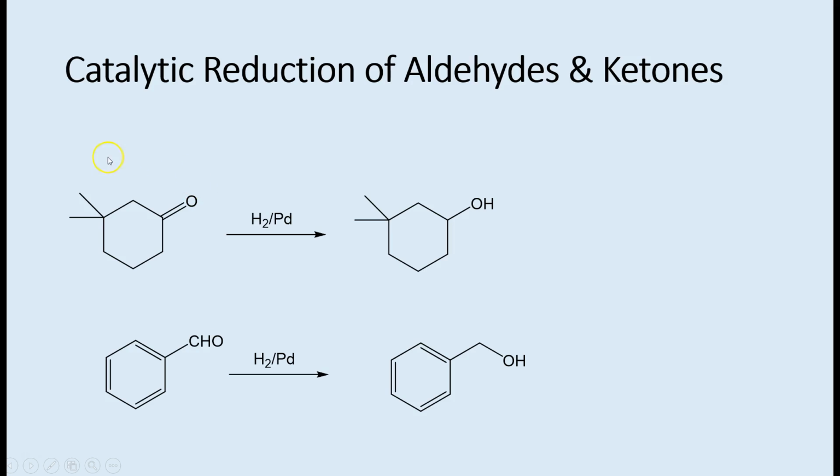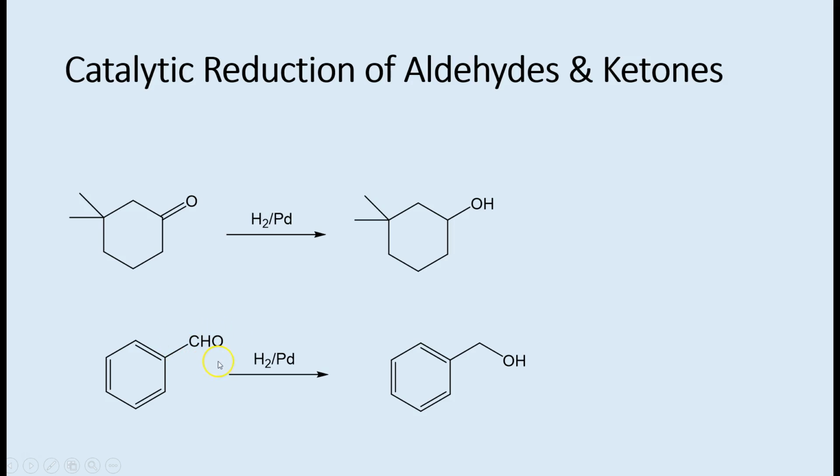If I take this ketone, which we were naming earlier, this 3,3-dimethylcyclohexanone, and treat this with hydrogen in the presence of palladium, the carbon-oxygen double bond will be reduced. A hydrogen atom will be added to each position, one to the carbon and one to the oxygen, to give me 3,3-dimethylcyclohexanol. So 3,3-dimethylcyclohexanone reduced to 3,3-dimethylcyclohexanol.